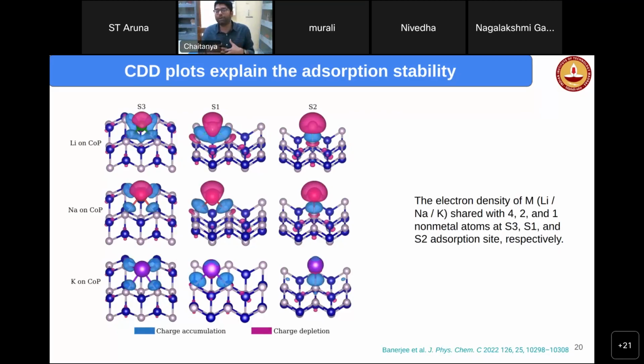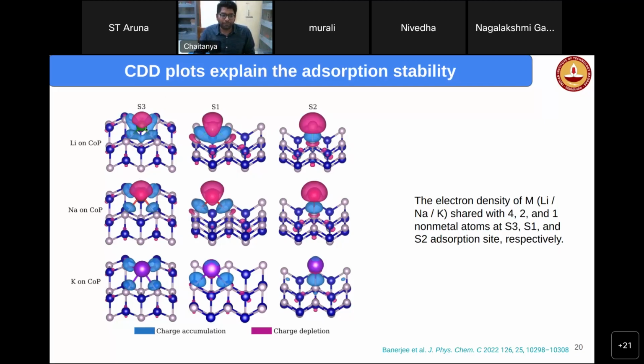If you do this, you will be able to observe from where the electron density is removed and to where the electron density has gone. That gives us a picture of what kind of rearrangement in the electron density is happening, and that can further give us an understanding. So these are the plots that we got for the S3 site, S1 site and S2 site. These are the charge density difference plots.